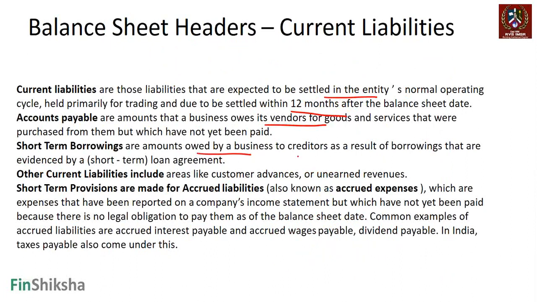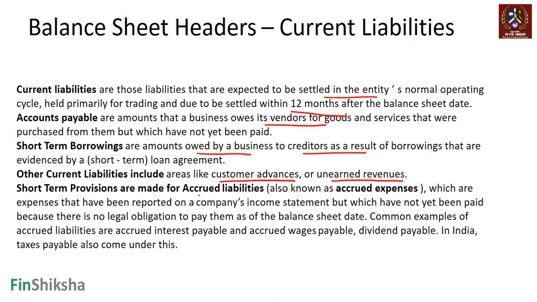Short-term borrowings are owed by a business to creditors as a result of borrowing due to a short-term agreement. Other current liabilities include things like customer advances or unearned revenues, right? So when we look at current liabilities, any kind of customer advances come in here as well.